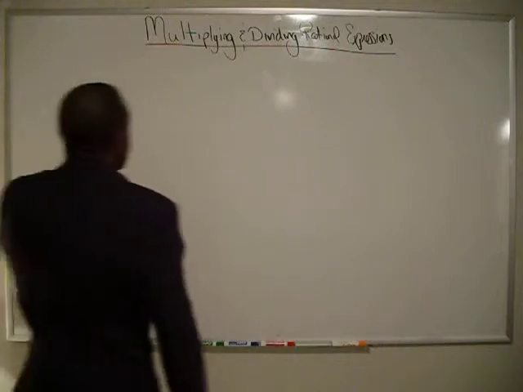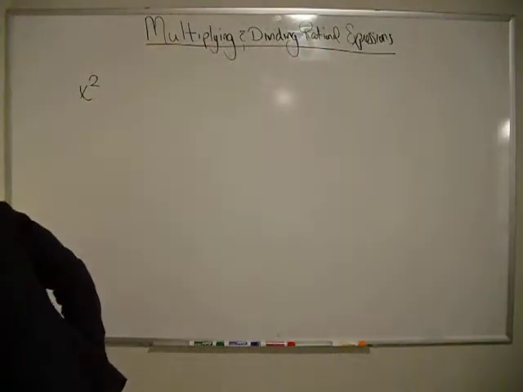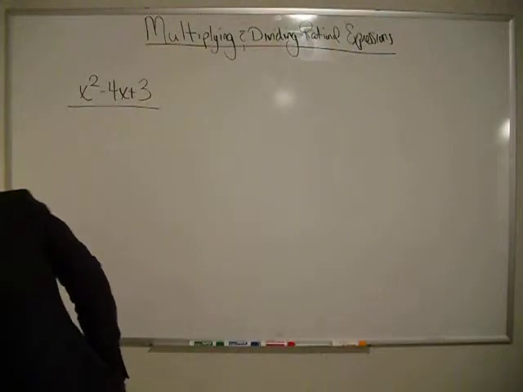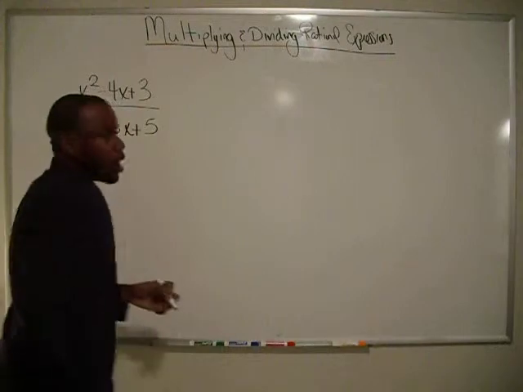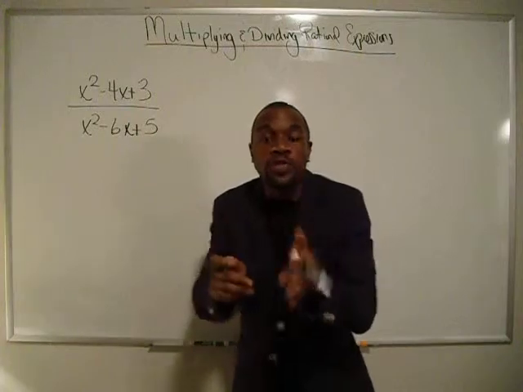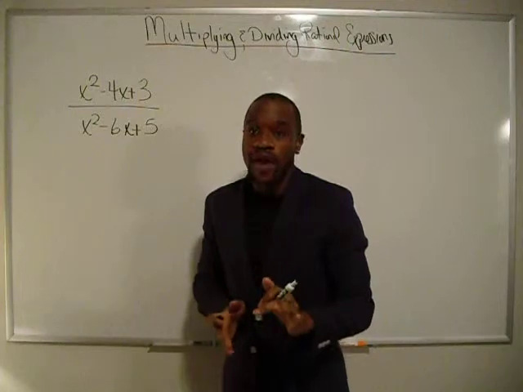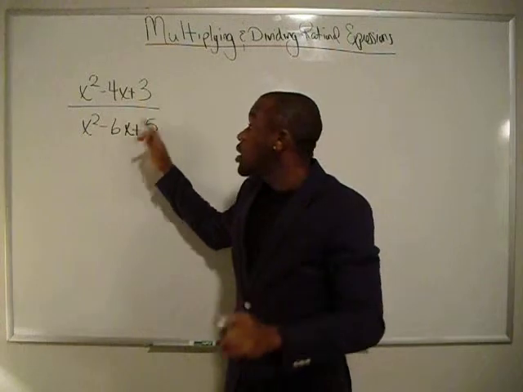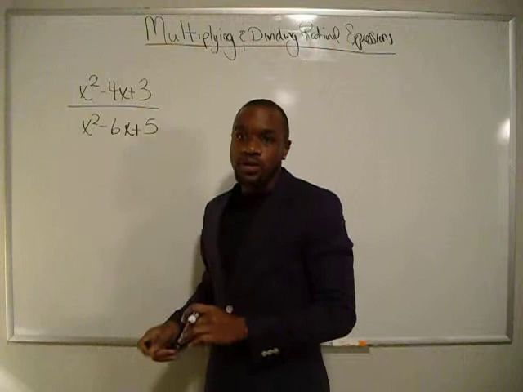So, let's take x squared minus 4x plus 3 over x squared minus 6x plus 5. All right, now, truth be told, in order to do this problem and reduce it to the most irreducible terms, meaning that you cannot factor it any more than it's already factored, we're going to have to factor the numerator, which is x squared minus 4x plus 3, and the denominator, which is x squared minus 6x plus 5. So, how are we going to do this?